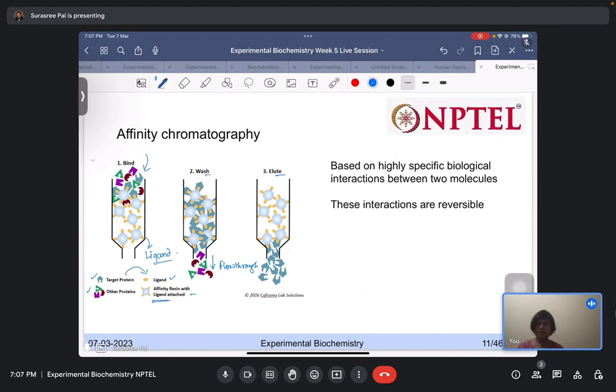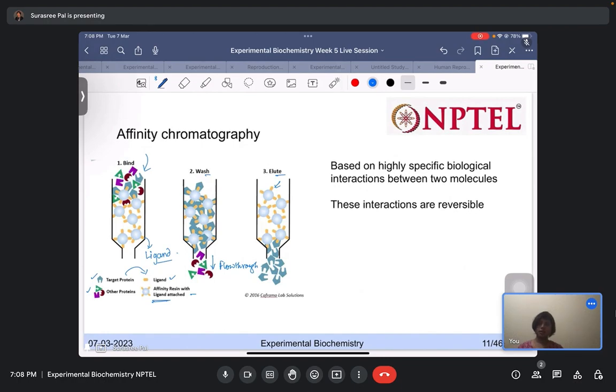So what we do is we can pass a compound which competes with our target protein to interact with these ligands. Or we can also change the pH of the buffer so that the target protein cannot bind to the ligand anymore, and it will come out in the solution, so it will be eluted out. So these are the methods by which we can elute our protein.